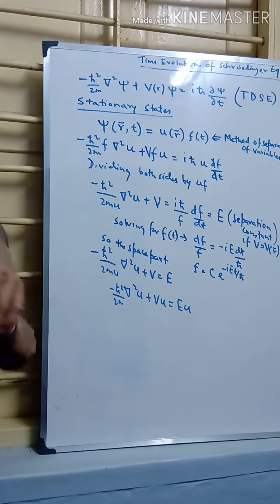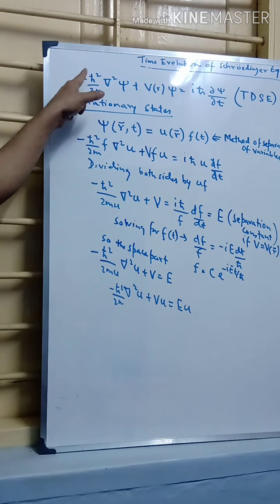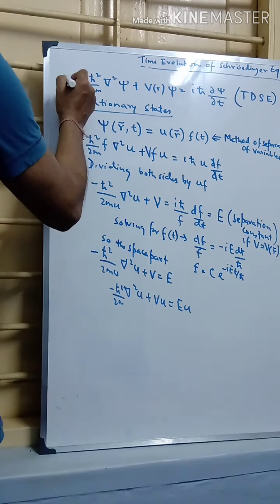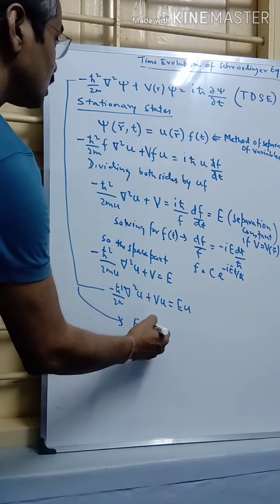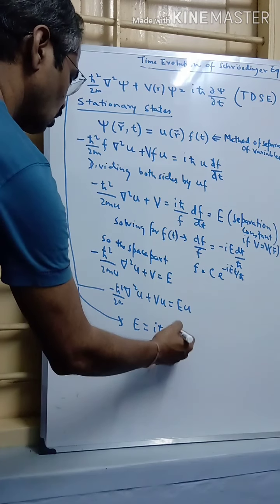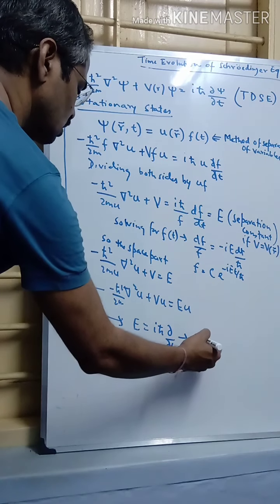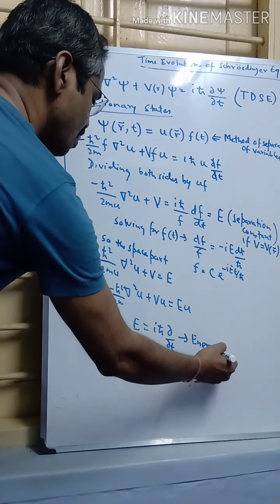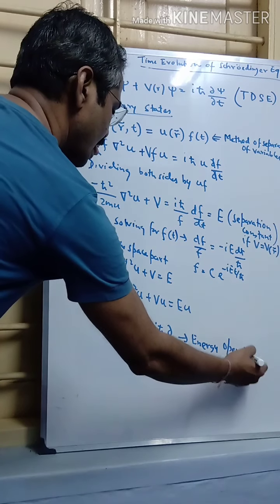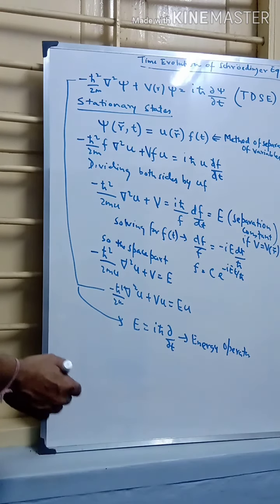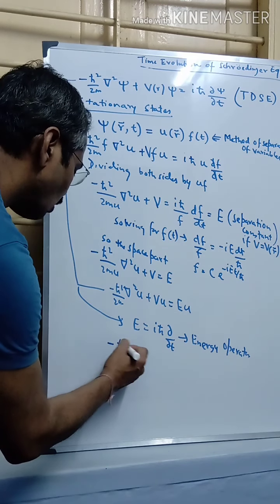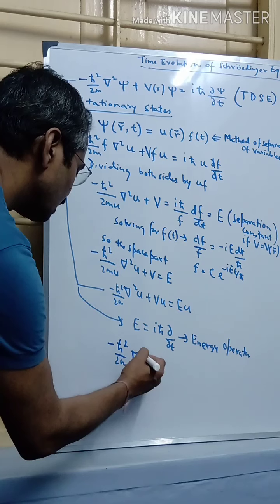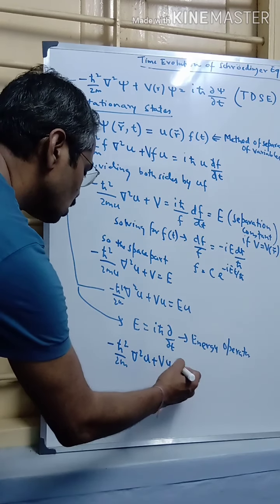If we compare this equation with this equation, then we can say that E is nothing but equal to i h cross del by del t. This is the energy operator. And this equation is again a Schrodinger equation. We have to solve this. This is called the time independent Schrodinger equation.